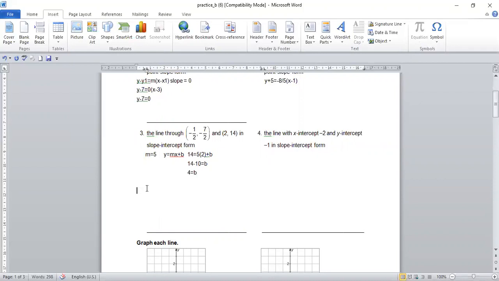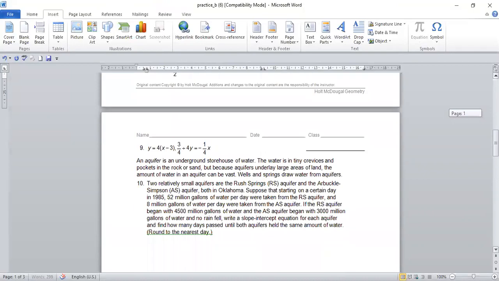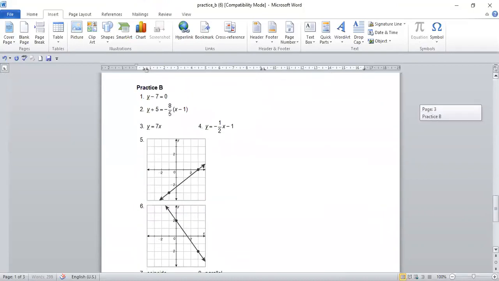So now we have the slope. So we have the y-intercept. Slope is y equals 5x plus 4. So your answer for this question has to be y is equal to 5x plus 4.